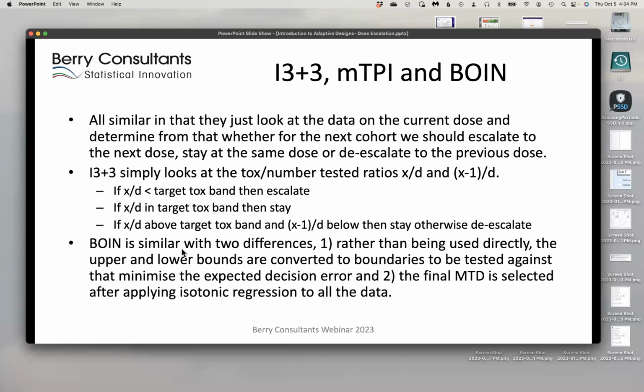BOIN is similar with a couple of differences. Rather than being used directly, the upper and lower bounds that you specify for your target band are converted into boundaries to be tested that minimize the expected decision error. And the final MTD is selected after applying isotonic regression across the data on all the doses. But that's only done at the final selection. It's not done during the escalation stage.